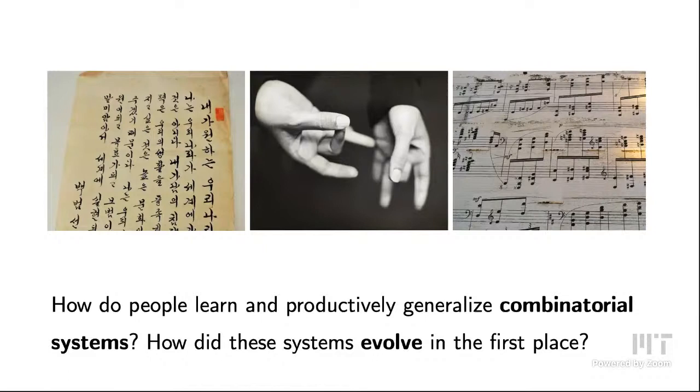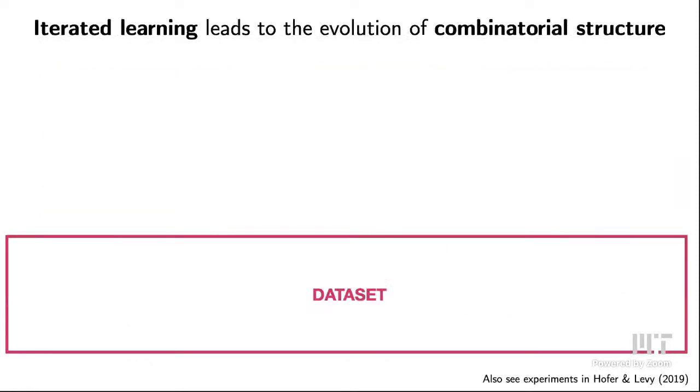The key questions that drive my work are how people do that. How do people learn these systems, and how do they evolve in the first place? Apologies for the rendering mistake here. One domain we use to study this is an experimental paradigm called iterated learning, which is similar to the children's game Telephone, if anybody knows that.